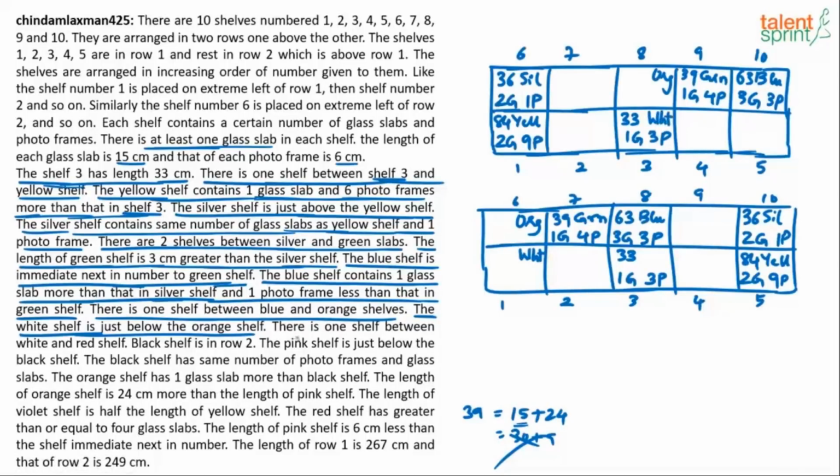There is one shelf between white and red. So white is here, red has to be this then in that case. Here in this case we have white here, number 3, so red has to be number 5. Right? The black shelf is in row 2. In row 2 we have only one color left, which is black. Done. So colors for row 2 are done.